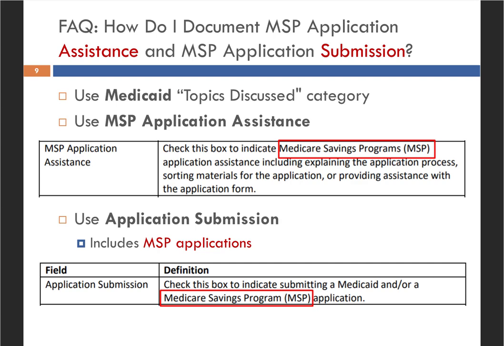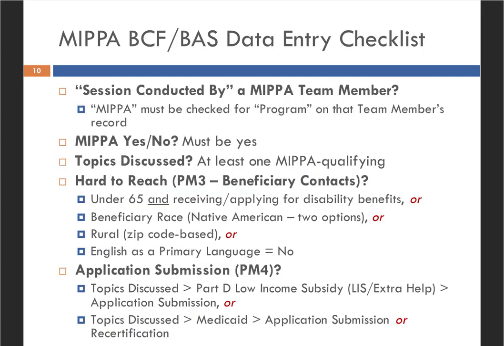We have a new handout. It's 3 pages, and it's called At a Glance Reference, Beneficiary Contacts in the MIPPA Performance Measures Report.